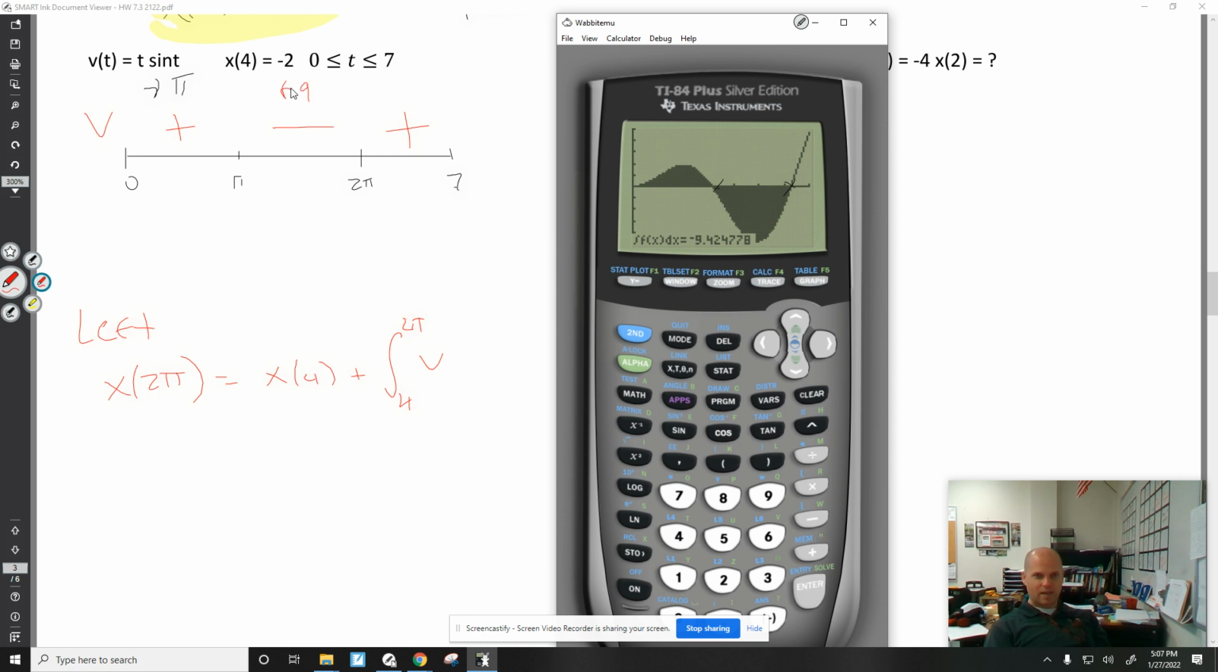So I go to the left 9.42. I go to the left a lot. And let's go from pi to 7. Ooh, that's a lot. Left 7.76. All right, so let's think about it.